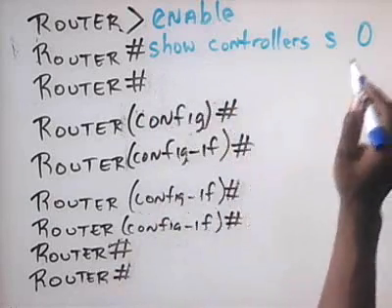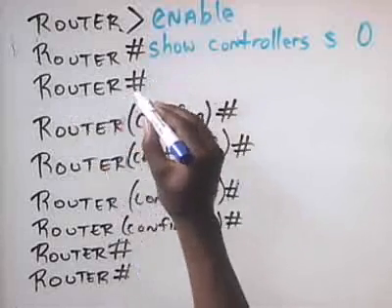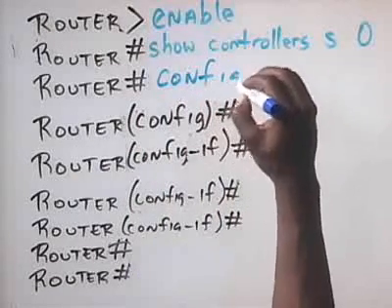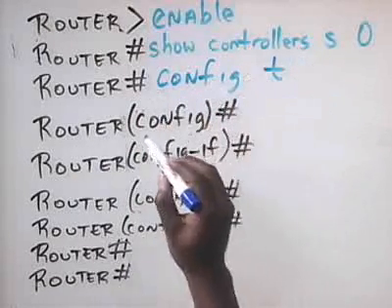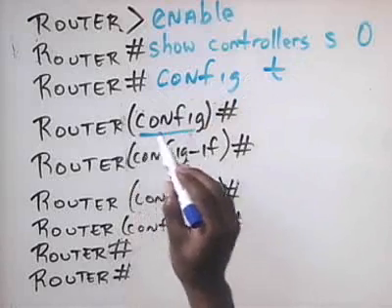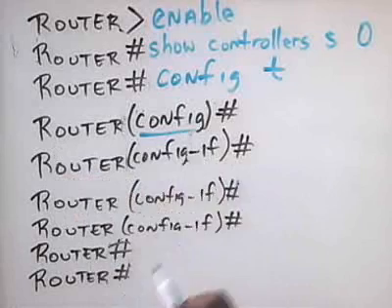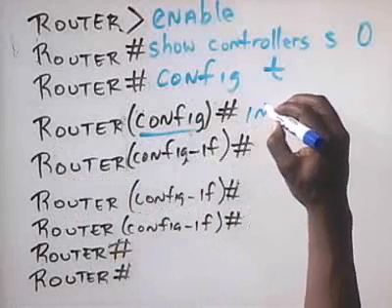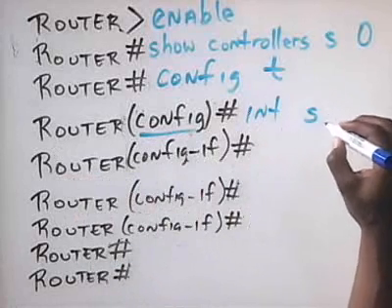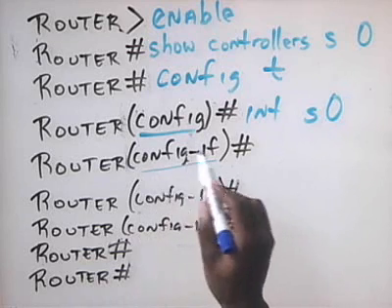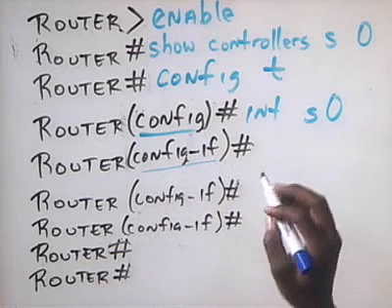Let's now configure the serial interface for communication. Here at the privilege mode prompt, we would issue the command config T or configure terminal to put us into global configuration mode. That global configuration mode is indicated with the config prompt here. Now we indicate the interface that we want to configure, interface serial 0. That puts us in interface configuration mode, indicated there with the config-if.